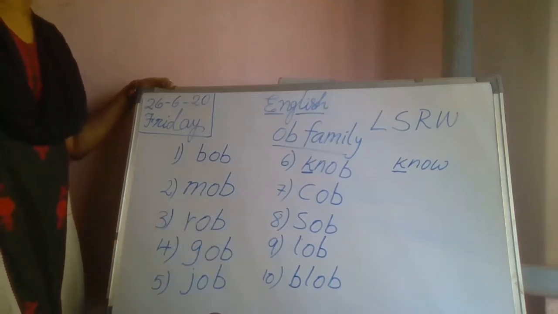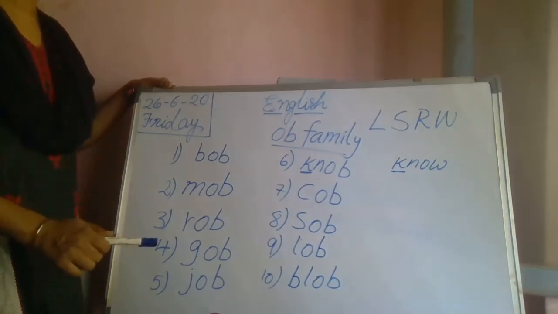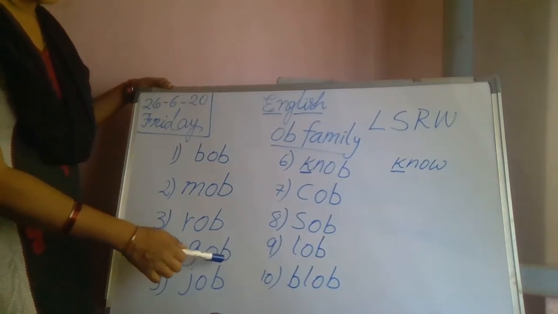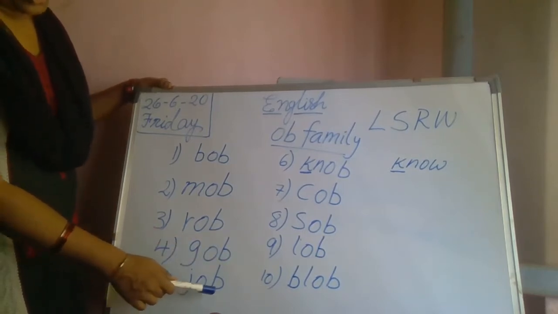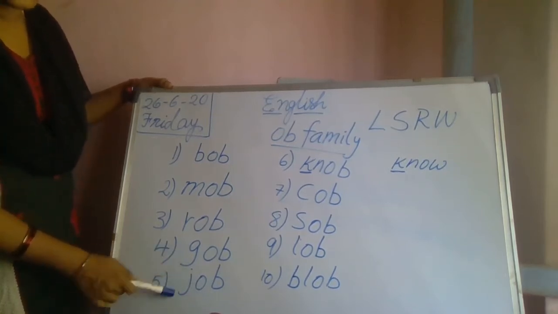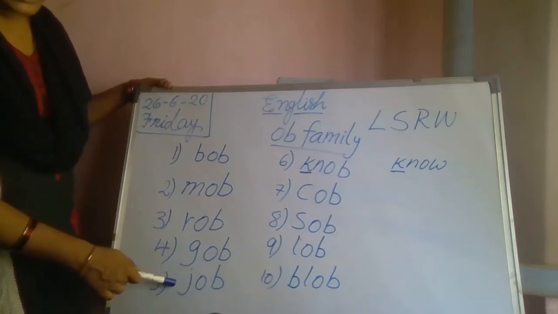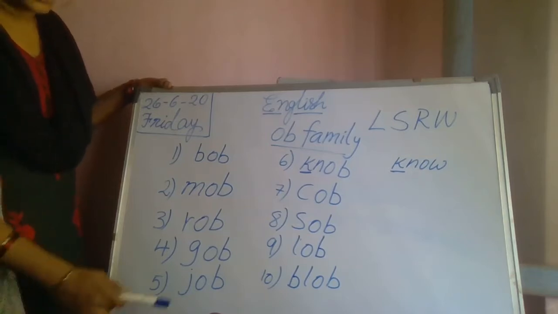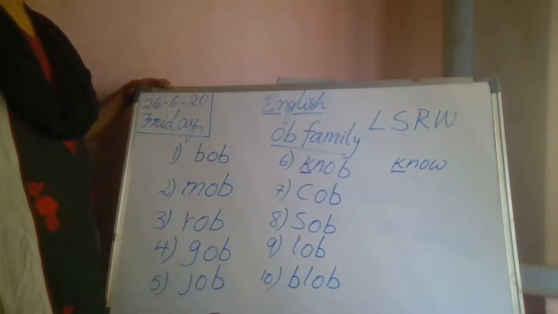G for the ga sound. G for girl and G for gun. The ga sound comes. J, O, B, job. Don't confuse G and J. G gives the ga sound and J gives the ja sound. Okay, job. J, O, B, job.